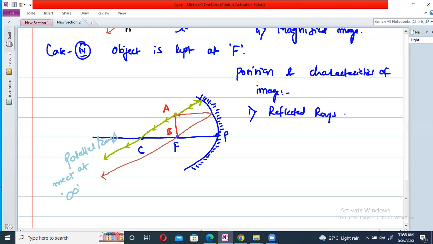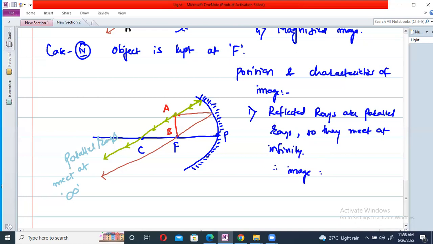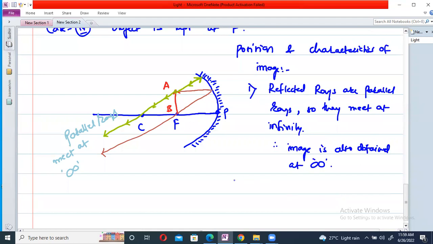So I should say as the reflected rays are parallel rays, they meet at infinity. Hence, the image is also obtained at infinity. So where the image is obtained, beta? It is at infinity.